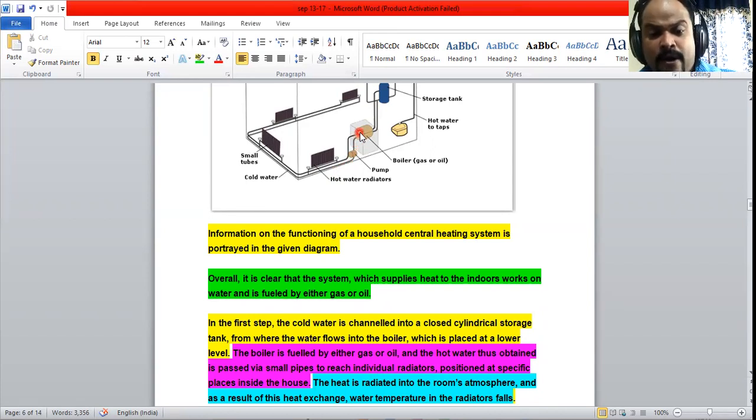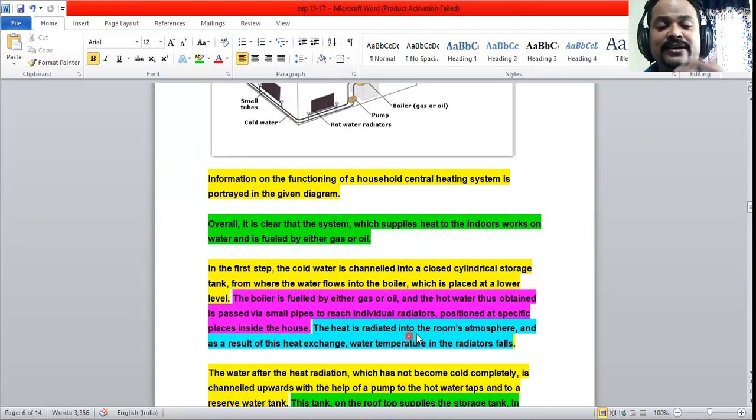So the boiler is fueled by either gas or oil, and the hot water thus obtained is passed via small pipes to reach individual radiators. These are individual radiators which are placed in different parts of the house. The boiler boils up the water and then passes it through the small pipes to the radiators, and the radiation starts.